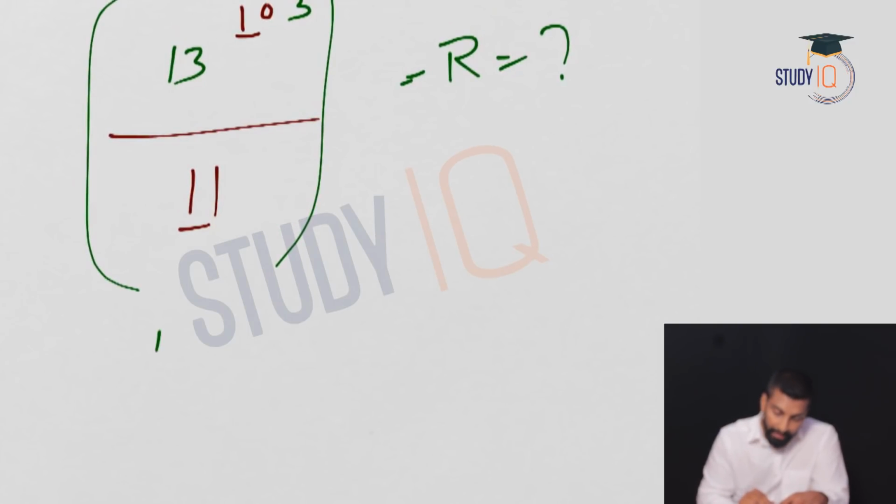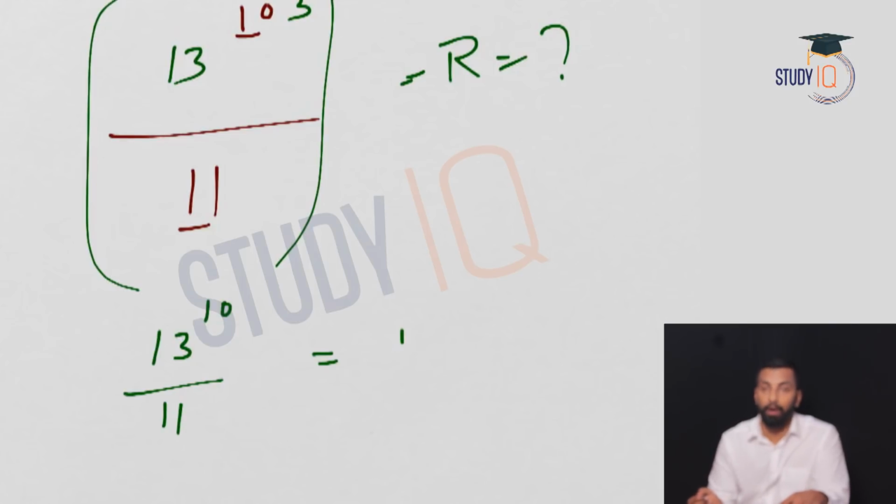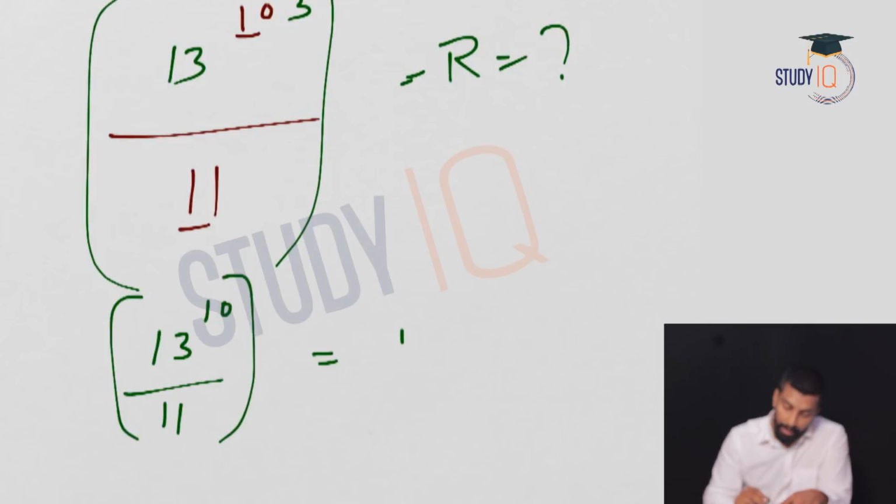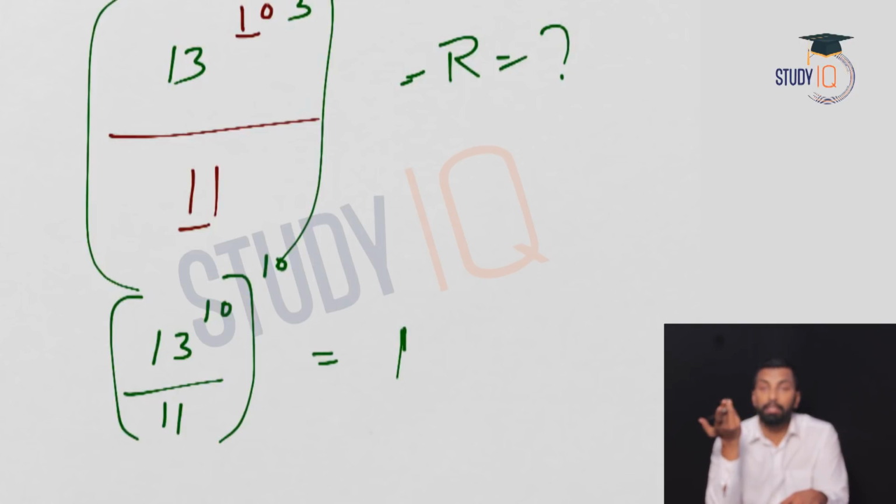How will you solve? 13 raised to 10 by 11 is equal to 1. Remainder is 1. That means 13 raised to 10 whole raised to 10 will also give you remainder 1. Why? Because 100 is covered, right? 13 raised to 10 by 11, 10 such groups are there. All will give you 1. So 1 is the remainder. How much is left out? 13 raised to 3.